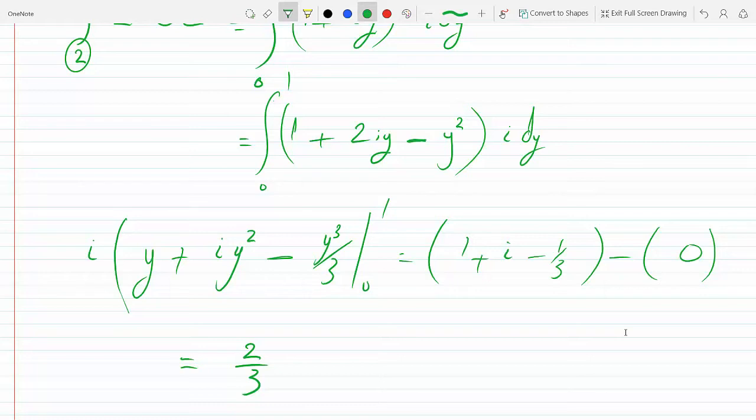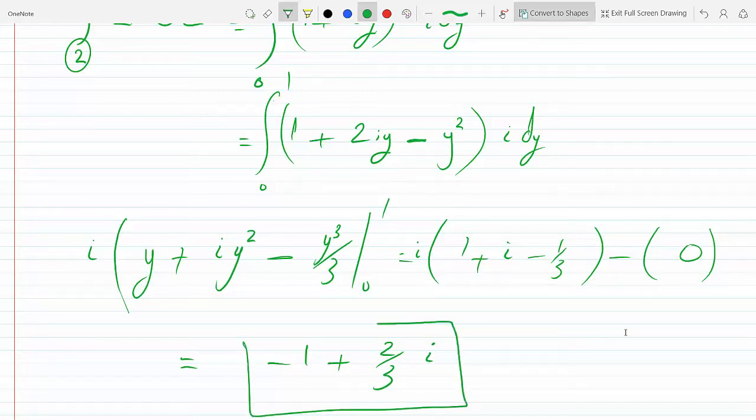Oh wait, there's an i outside too. So this will be minus 1. When I multiply i times i, that's minus 1 plus 2/3 i. Yeah, plus 2/3. So this is the second, yeah.